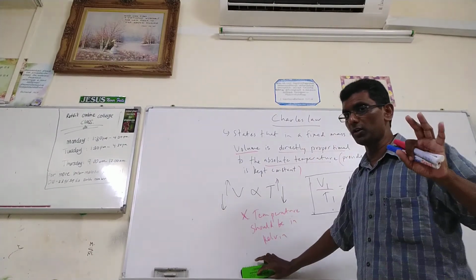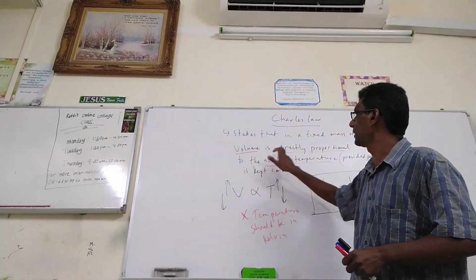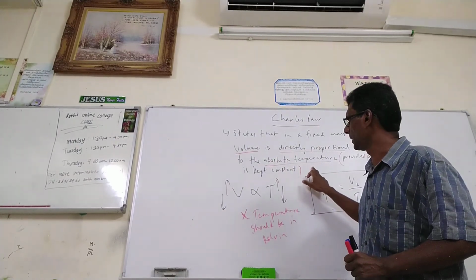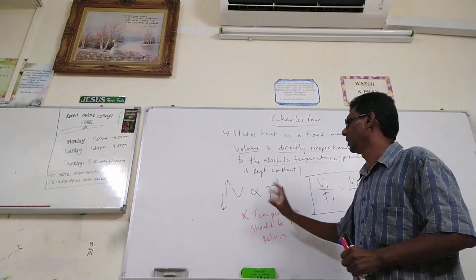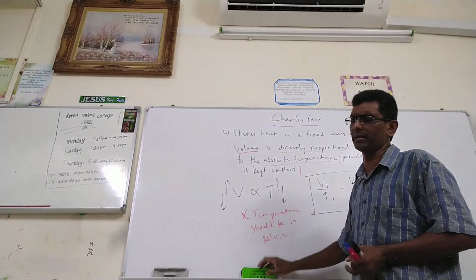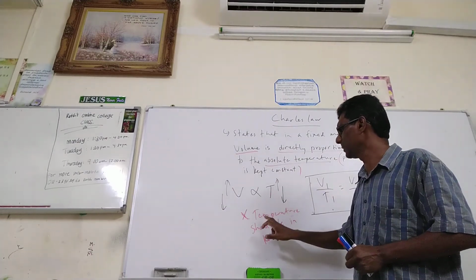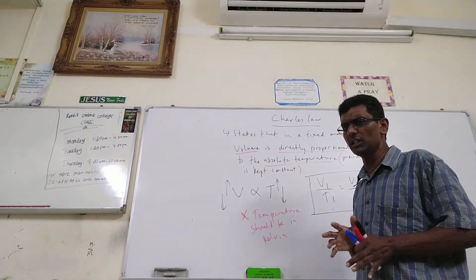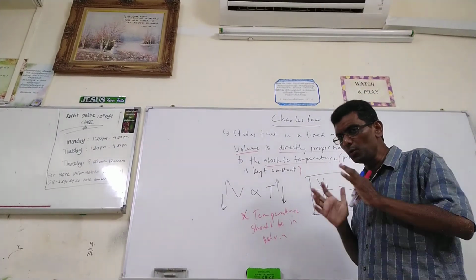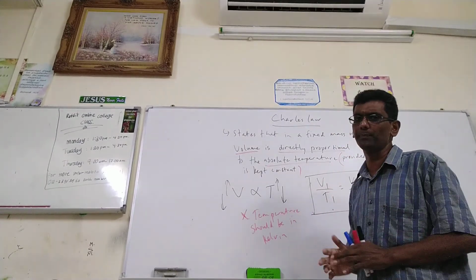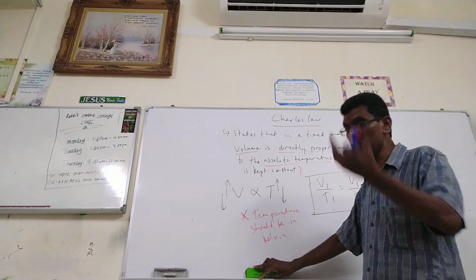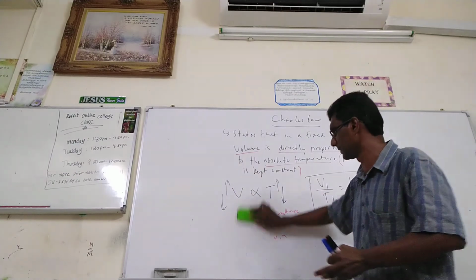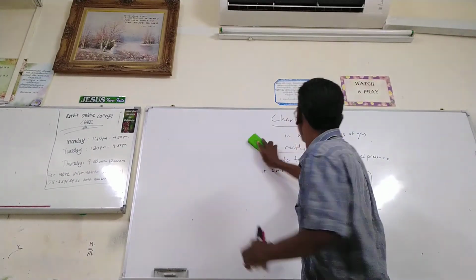So first of all, Charles' law: volume is directly proportional with absolute temperature measured in Kelvin, but pressure is kept constant. So there's volume and temperature, and the temperature must be in Kelvin. I tell you again, if in the question they give temperature in Celsius, you have to change Celsius into Kelvin. So I will teach you now how to change Celsius into Kelvin, Kelvin to Celsius, vice versa.